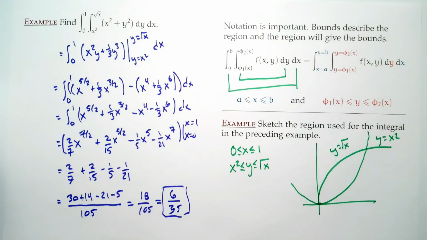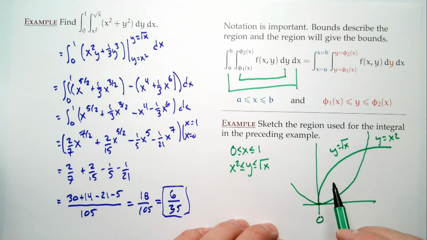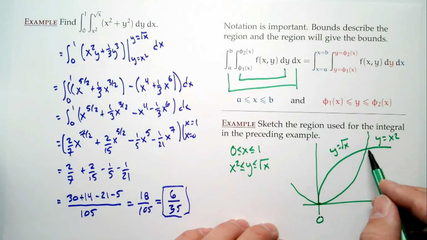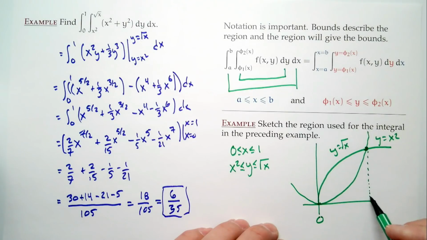Now, I can't quite fill my region in because I haven't figured out where my x goes between. But let's do that. We start at x equals 0, and then we go to x equals 1. Now, it turns out, 1 could be there. It could be over here. But in fact, 1 is a very special point. It's where they cross. So that's 1. Now, it doesn't have to be, but in this case, it is.